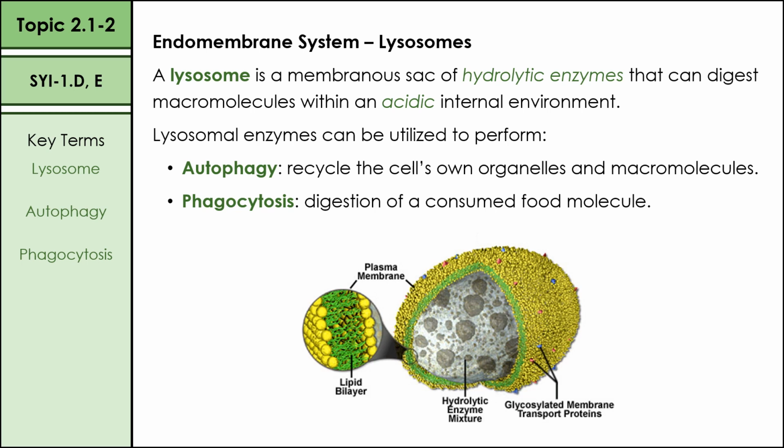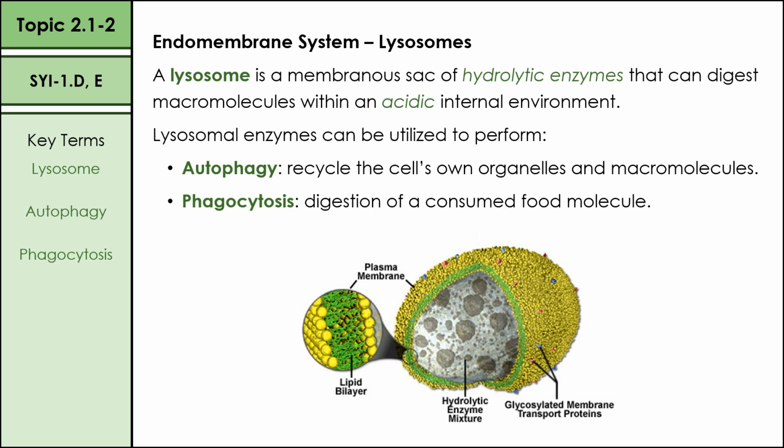So we have a very acidic internal environment, very similar to your stomach, where we have all of those enzymes that work at a very low pH. We have the stomach acid. So this is the stomach of your cell. And the enzymes that are found within lysosomes can be utilized to perform two key roles within our cell, depending on the point in our life cycle that our cell is currently in.